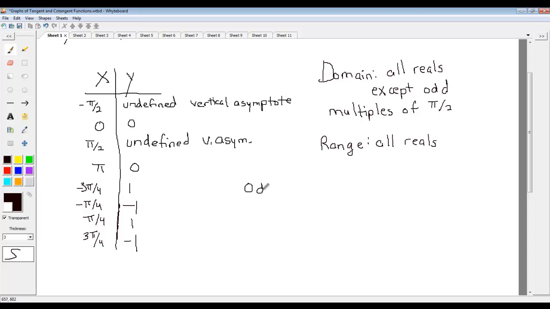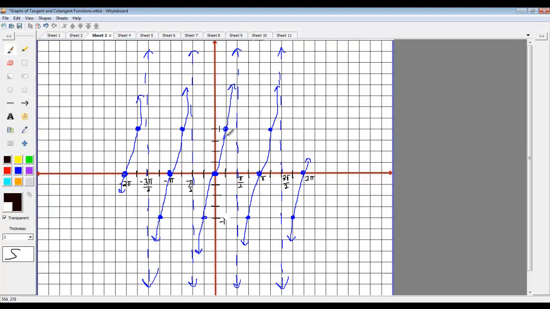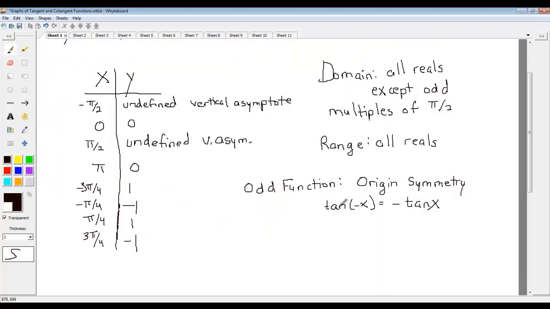This is an odd function. You look at it, it has origin symmetry. And being an odd function means that tan of negative x equals negative tan x. So if you look at the graph again, you can take this part, rotate it around, and it matches up with this part. Or tan of positive pi over 4 gives you positive 1, while tan of negative pi over 4 gives you negative 1. So there's that. Period is pi. Okay, so that's a little bit about the tan x graph.